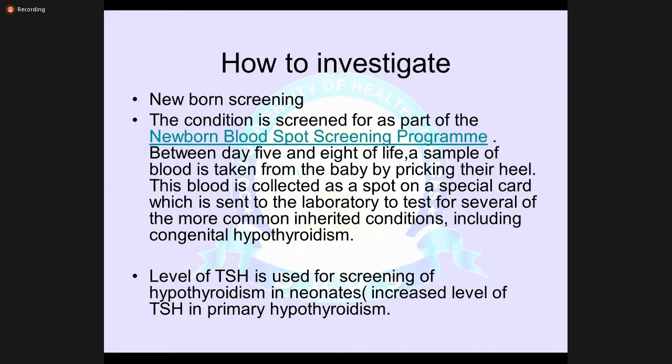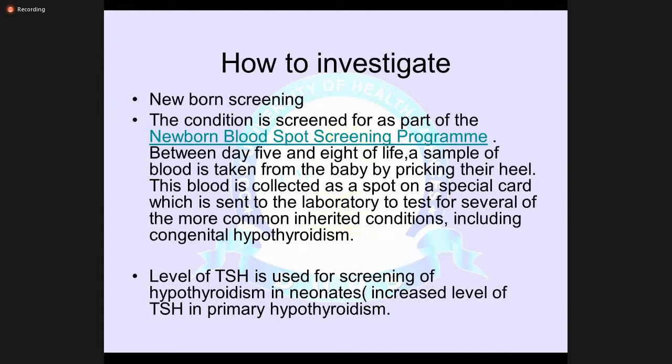A level of thyroid stimulating hormone is used for screening of hypothyroidism in neonates. But for example, if that screening was not done, and the child came to you, say, at 8 or 10 days of life, and you want to screen that child for hypothyroidism, what you will do is perform the thyroid stimulating hormone level of the child. And what do you expect to see? Increased level of thyroid stimulating hormone in primary hypothyroidism.